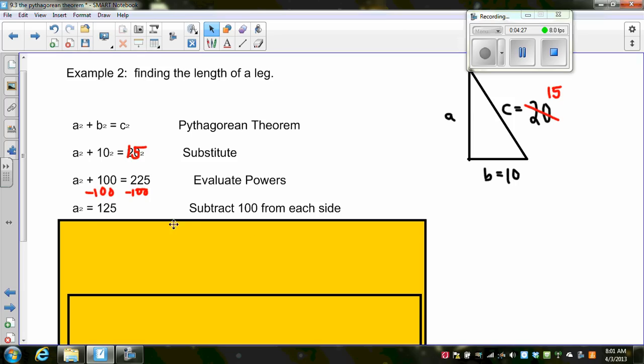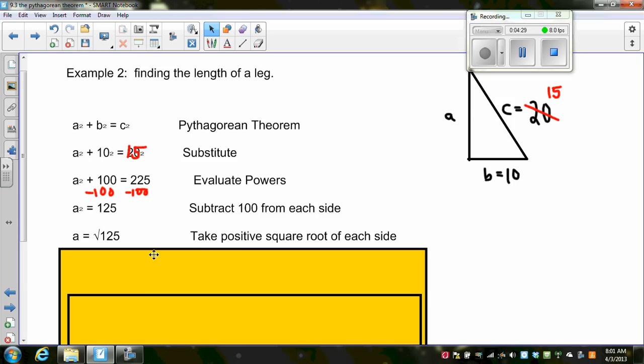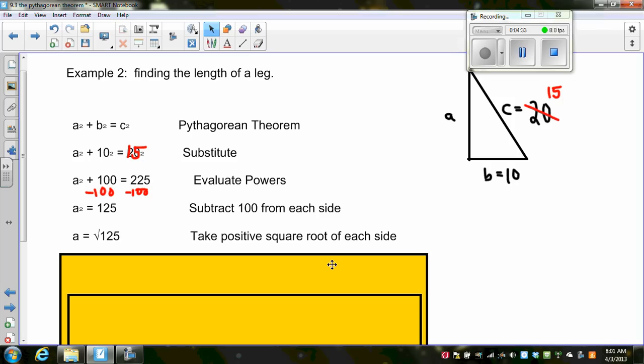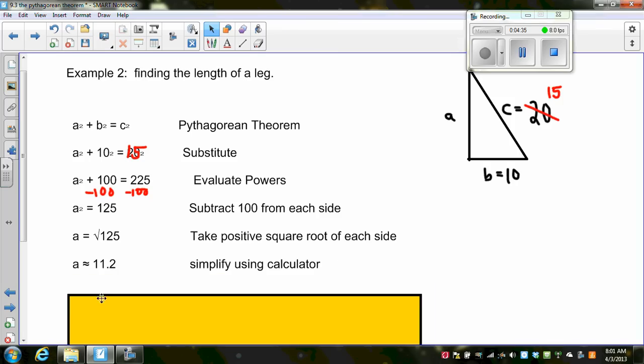We're still not done because we don't want a squared, we want a. So a equals the square root of 125, which is approximately 11.2. So now we can say the length of the side is 11.2.